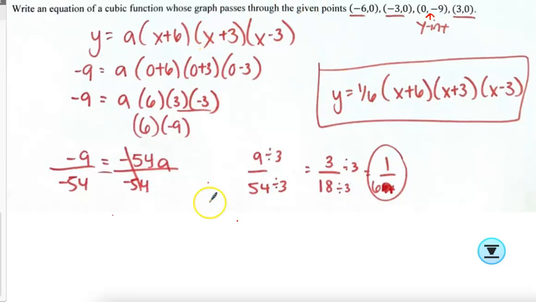So again, on every single problem that we did today, we plugged in the y-intercept. Do not freak out if they give you another point like 2, 4. You can still write the equation of something as long as they give you a third point to plug into your equation to find your a value.